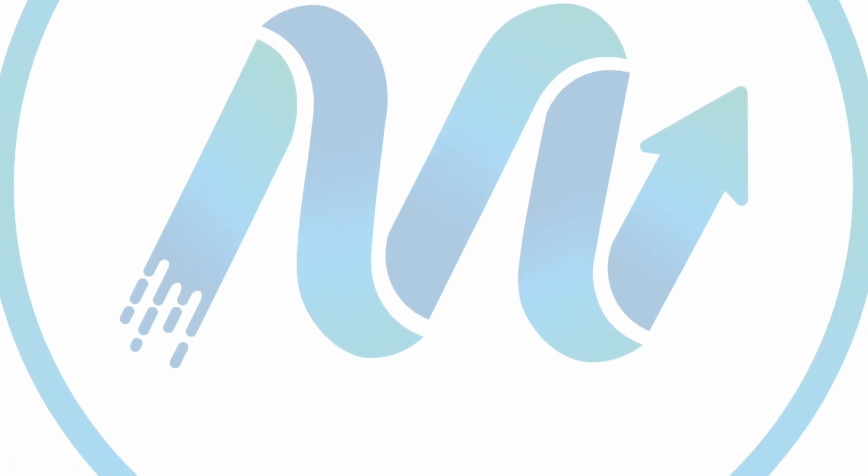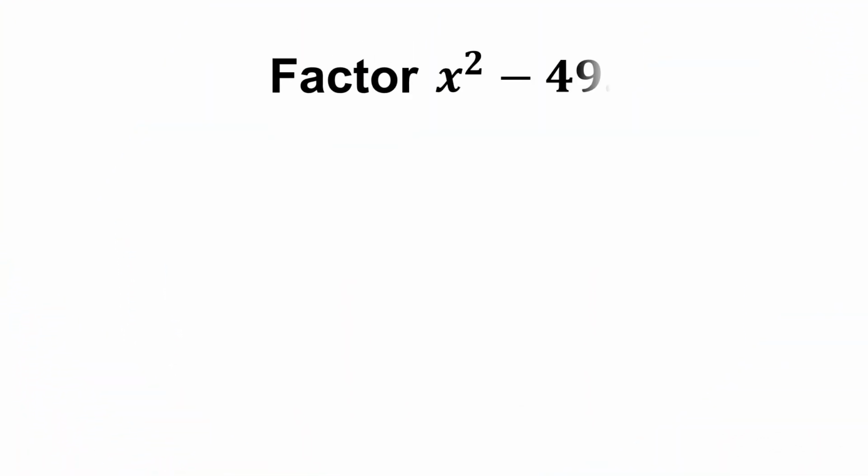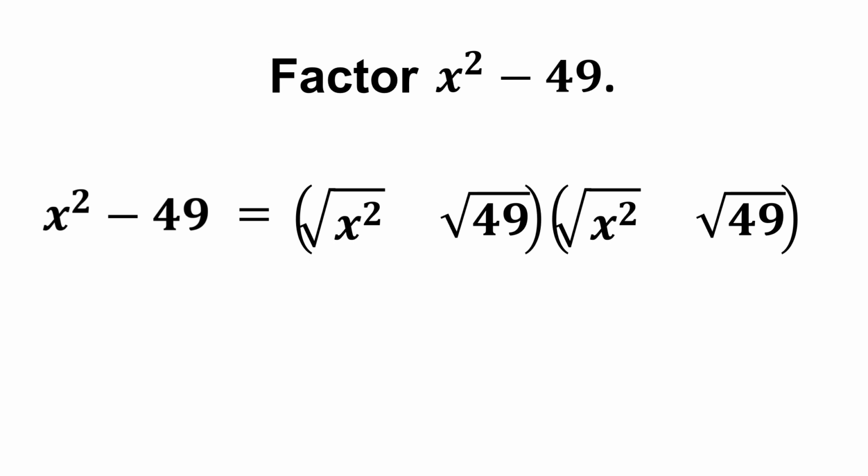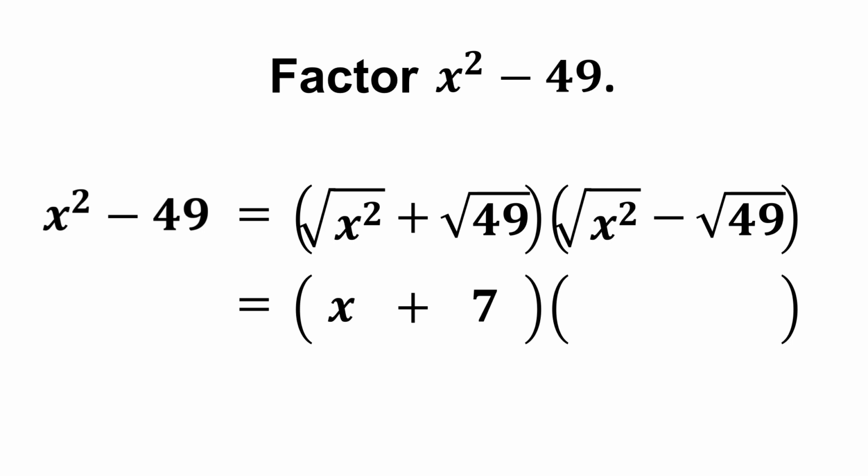Let's apply this identity in factoring the expression x squared minus 49. First, we take the square root of x squared and 49. Then, we express them as product of sum and difference. Simplify. Hence, x squared minus 49 is equal to x plus 7 times x minus 7. Performing the square root mentally will make the solution more convenient. That is one step less in our solution.